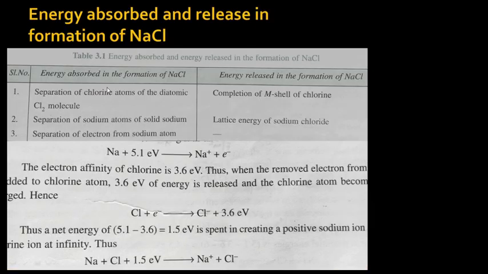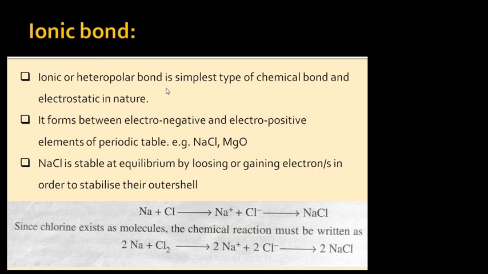Ionic bond is also known as heteropolar bond. It is the simplest type of chemical bond. At the same time, it is electrostatic in nature. At the same time, it is the strongest bond. It forms between the electronegative and the electropositive elements of the periodic table. जो आपका पीरियोडिक टेबल है उसमें इलेक्ट्रोनेगेटिव एलिमेंट्स और इलेक्ट्रोपॉजिटिव एलिमेंट्स, हैलाइड ग्रुप्स और अल्कलाइन ग्रुप्स के बीच में जनरली ये बॉन्ड ज़्यादातर देखने के लिए मिलता है.